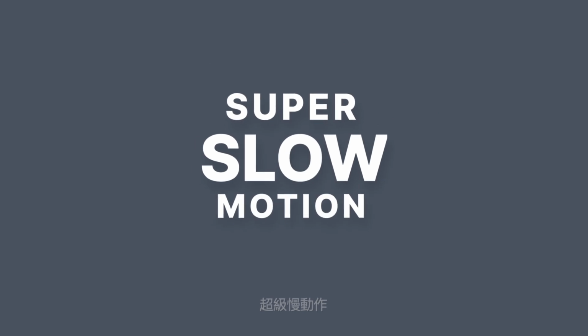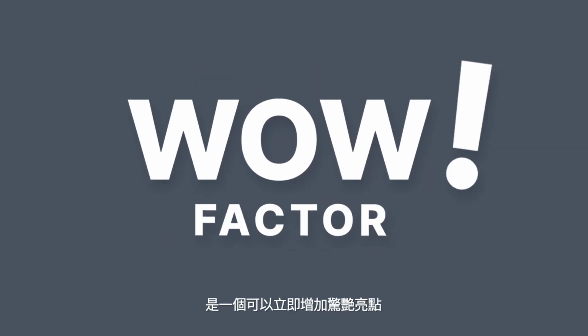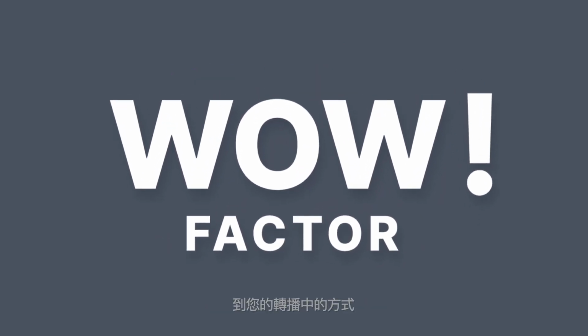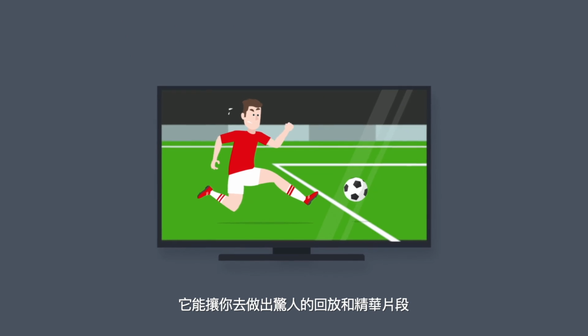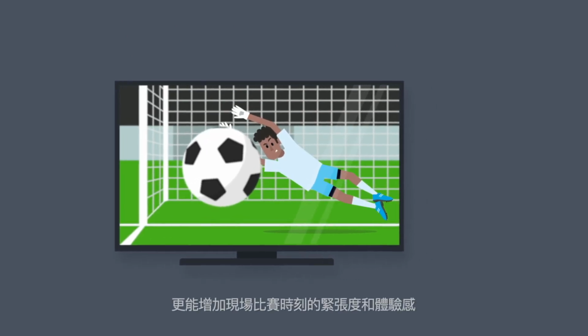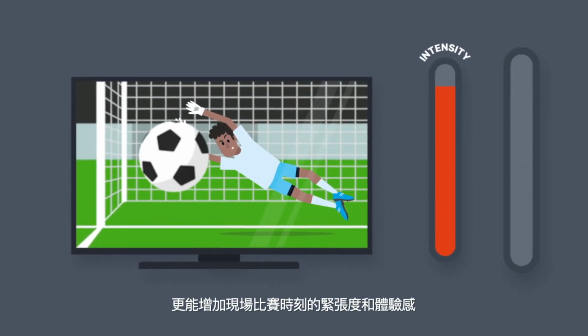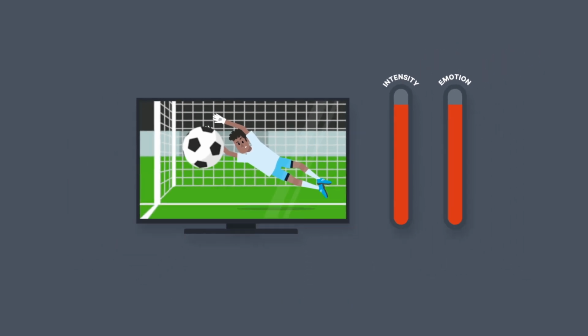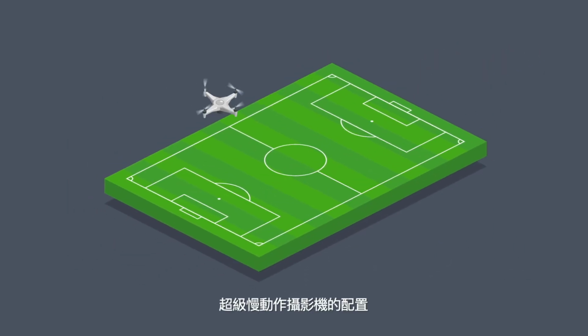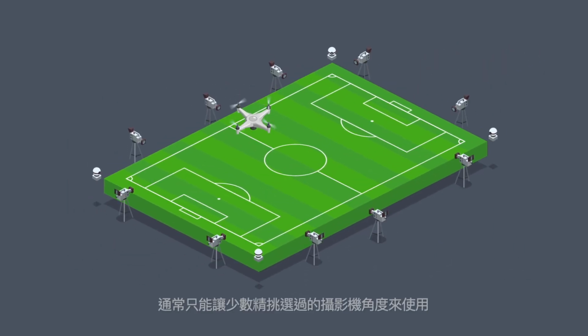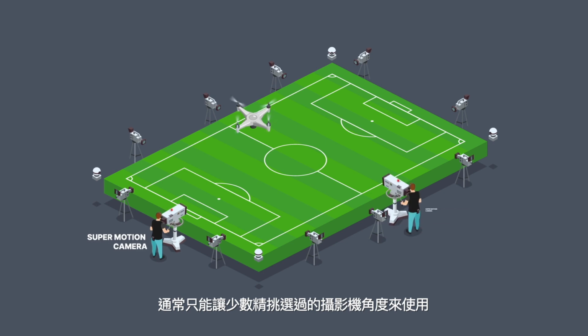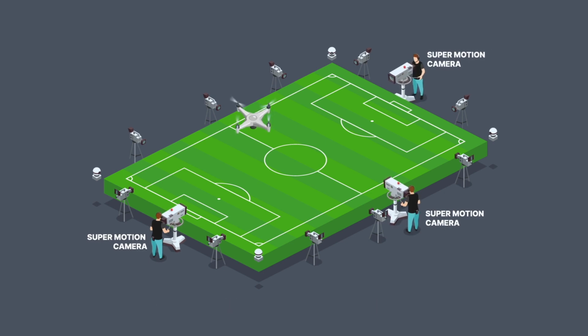Super slow motion is a great way to add an instant wow factor to your productions. It allows you to create breathtaking replays and highlights that increase the intensity and the emotion of live moments.